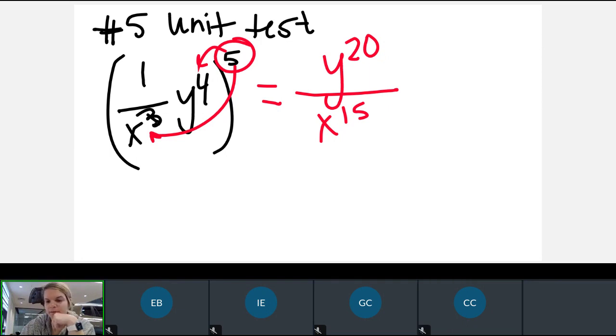When you multiply the what? The outside exponent, the one that's outside the parentheses, to the x and all, it's supposed to be multiplied, right? Not added and subtracted. Correct. So 5 times 4 is 20. That's how I got this one. And 5 times 3 is 15.